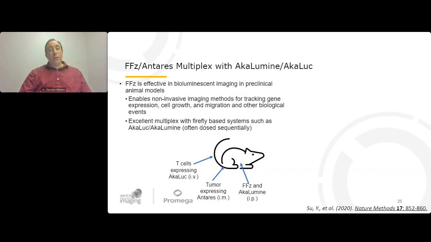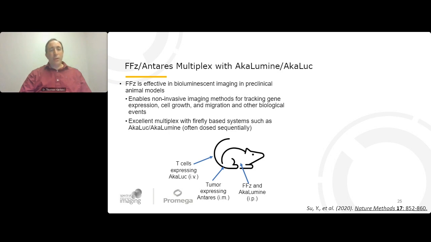And so with that introduction, I want to come back to the model that was introduced earlier. This is basically a multiplex model where AkaLuc was introduced into T cells. And this is the model that Andrew explained, where there was one set of mice that were injected with T cells that recognized the tumor antigen and one set of T cells that didn't. Each of them were transfected with AkaLuc. The tumor was created expressing Antares, so it constitutively expressed Antares within the tumor.